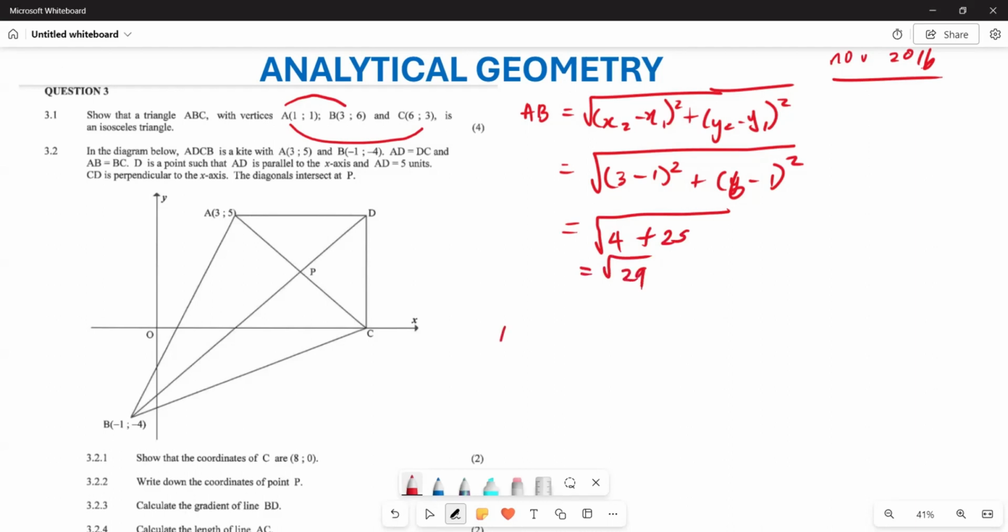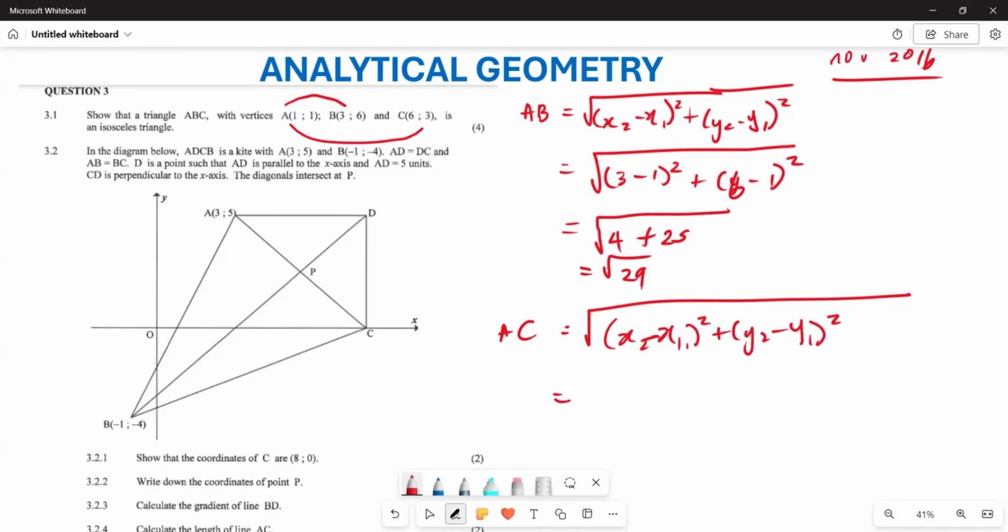Now let's look at our AC. In terms of AC, we are still using the same distance, x2 subtract x1 squared plus y2 subtract y1 squared, right? And then what is it that you are going to have from here? This is going to be 6 subtract 1 squared plus 3 subtract 1 squared.